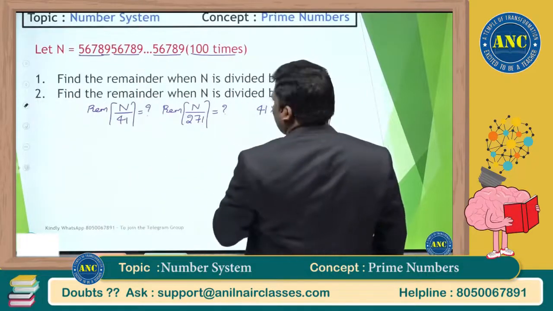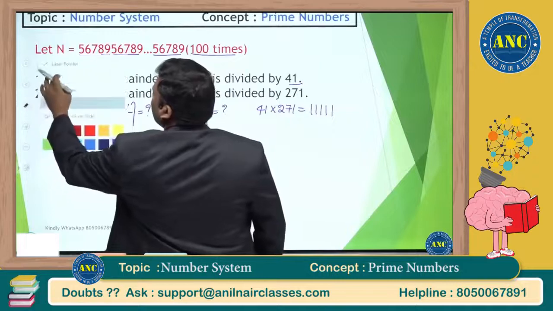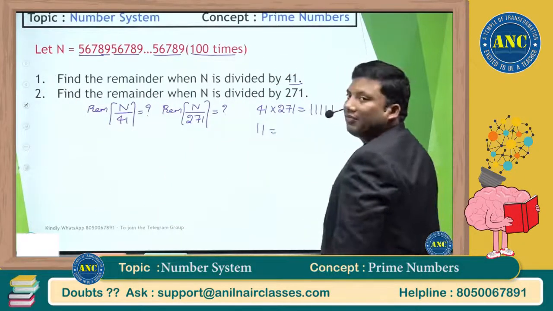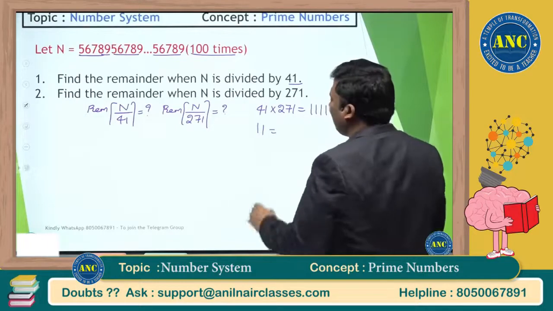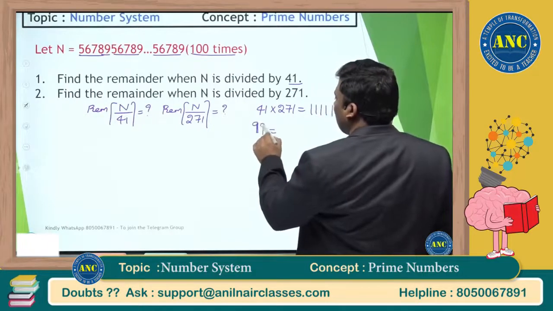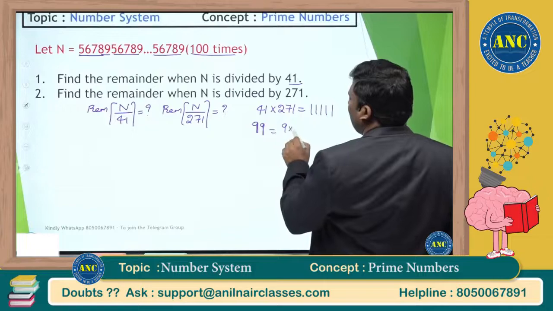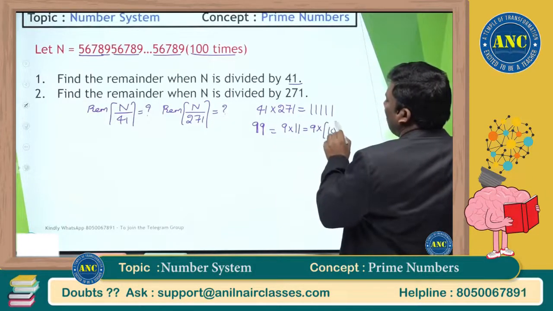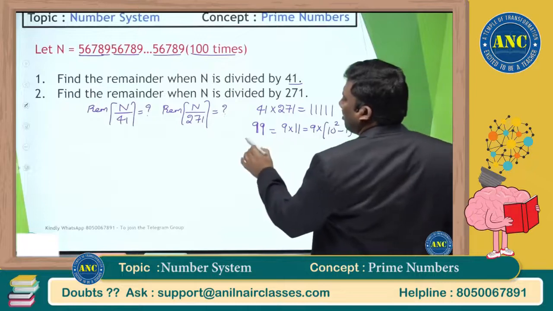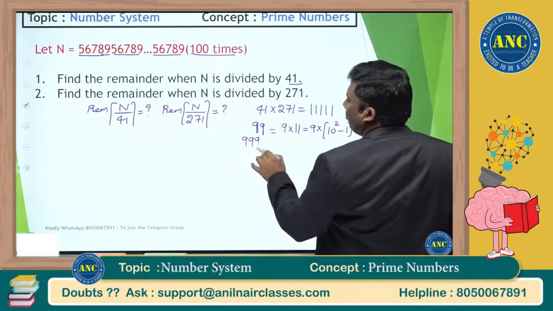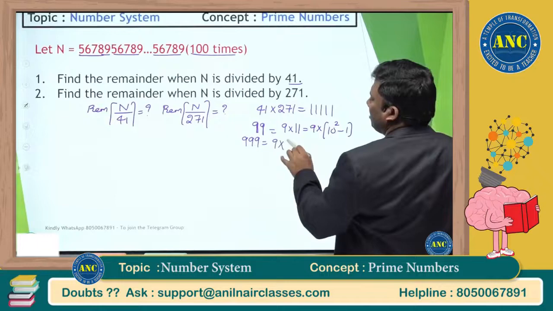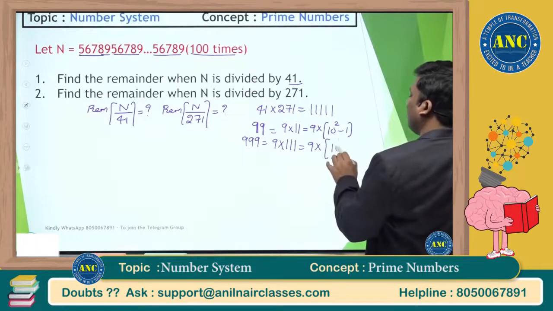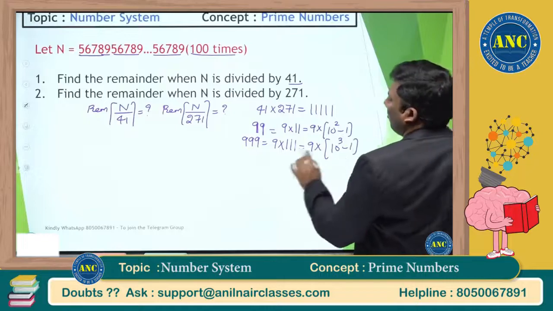Suppose the question is 11, or 99. 99 can be written as 9 into 11, and 11 is 10 square minus 1. Am I right? Suppose it is 3 nines, it can be written as 9 into 111. In 111, how many ones are there? 3 ones are there, so 10 cube minus 1.